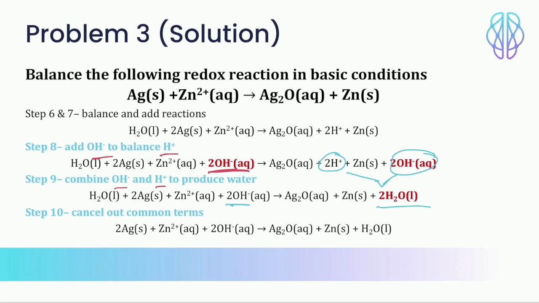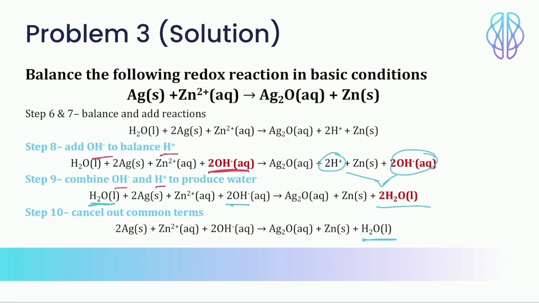Then we continue and check if we've got any terms that we need to cancel out. Fortunately for us, we've got water as well on the left-hand side that will cancel out and become 1 water because we're just doing 2 minus 1. The one that's left over is on the right-hand side of our equation. So that's how we balance in basic conditions.